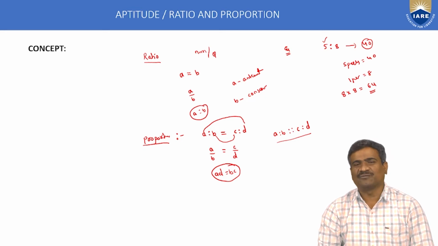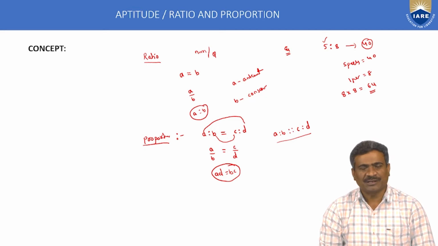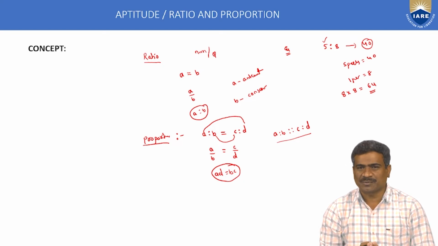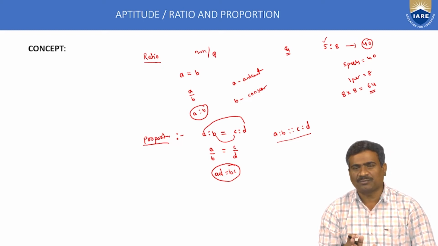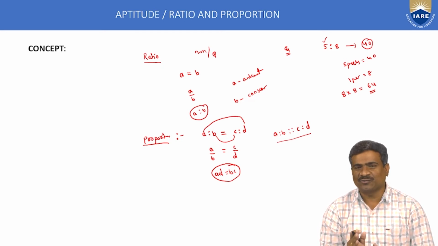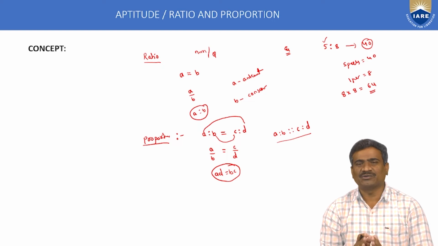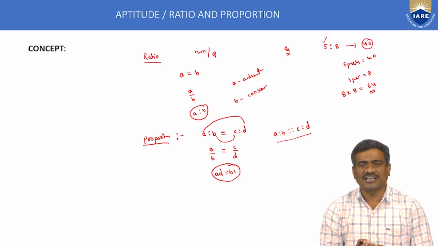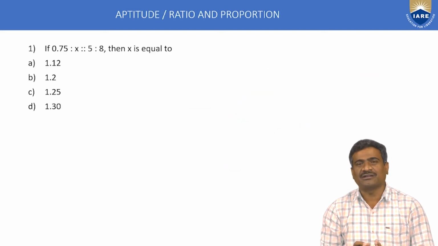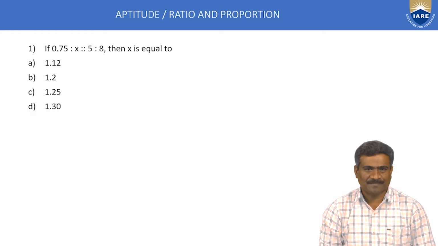Next, the third definition: mean proportion. To find the middle number by using proportion. Next, third proportion: to find the third number by using proportion. Fourth proportion: to find the fourth number by using proportion. This is about the concept of the topic. Next, sample examples in ratio and proportion.